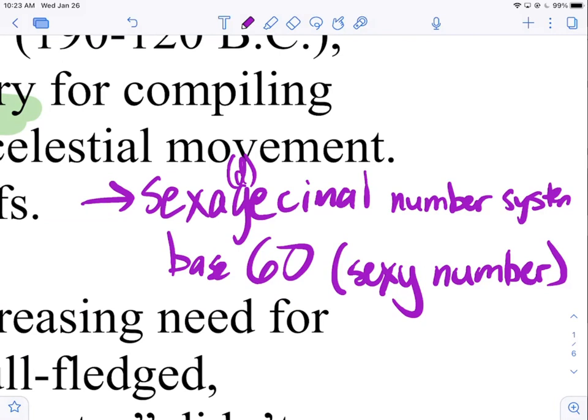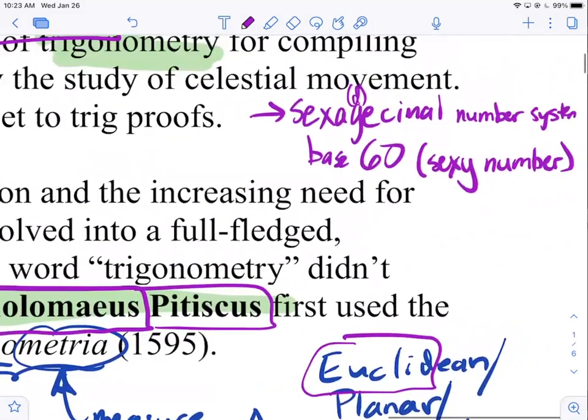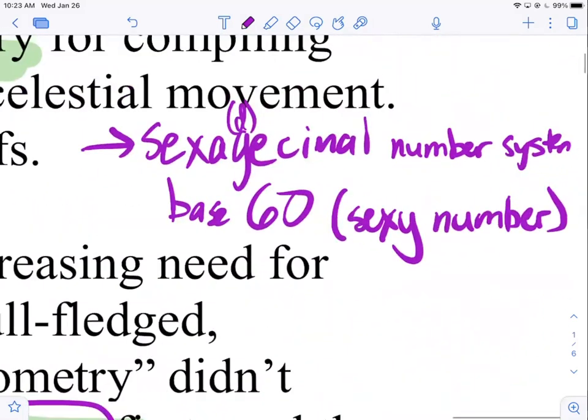So 360 has 60 as one of its divisors, right? 60 degrees times 6. You take 6 60s, then you get 360, right? So we still have carryovers from the ancient Babylonians, believe it or not. If you think about how many minutes are in an hour, how many? 60, right? How many seconds in a minute? 60. That's a carryover from the ancient Babylonians, okay?